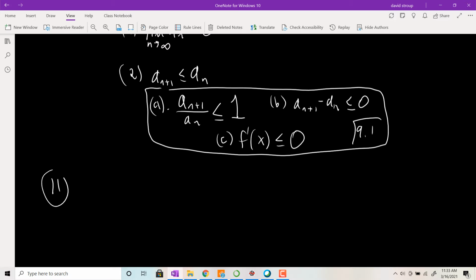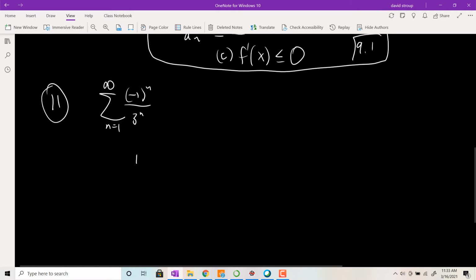Let's look at number 11. So we have the sum of -1 to the n all over 3 to the n, from n equals 1 to infinity. First off, we want to show the limit of the terms of this a sub n portion. The a sub n portion does not include that -1 to the n thing. You're just looking at 1 over 3 to the n, as n goes to infinity, and this will go to 0. If you think of it in terms of sequences, 1 over 3, 1 over 9, 1 over 27, 1 over 81. It's a 1 over infinity form, so that will go to 0.